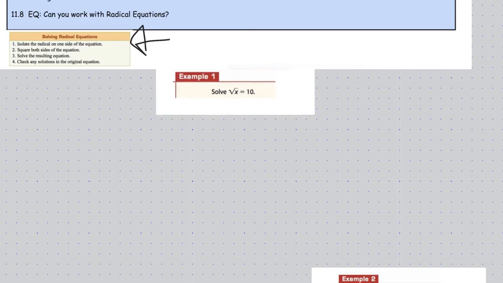We want to solve: the square root of x is equal to 10. Now we've talked about how the opposite of a square root is a square. So I'm going to square that side, and if I do it to one side, I've got to do it to the other. The square and the square root cancel out, leaving me with x is equal to 10 squared, which is 100.